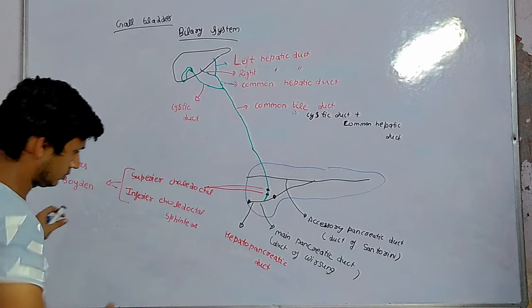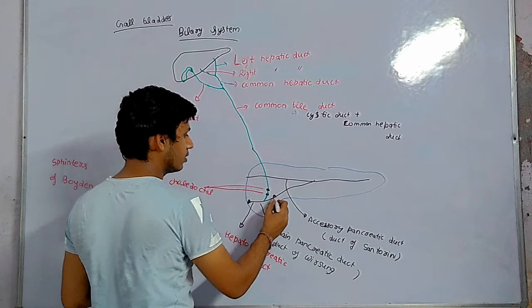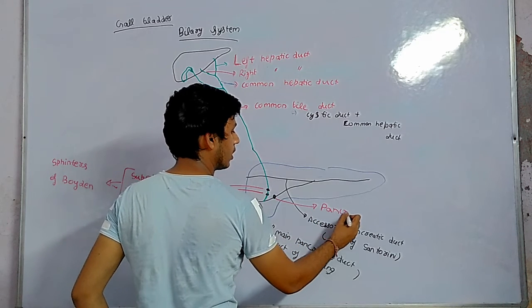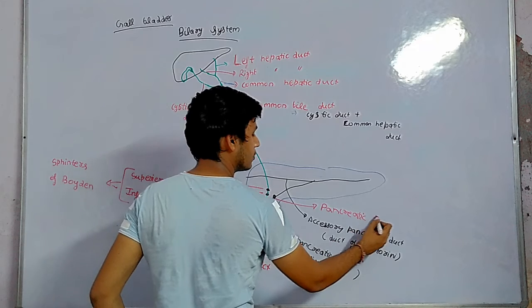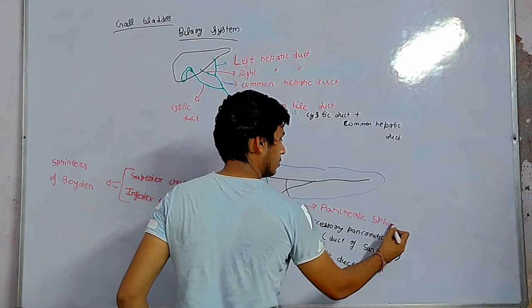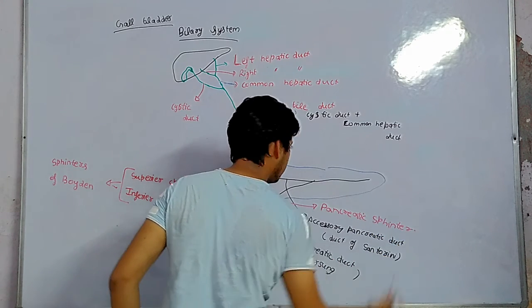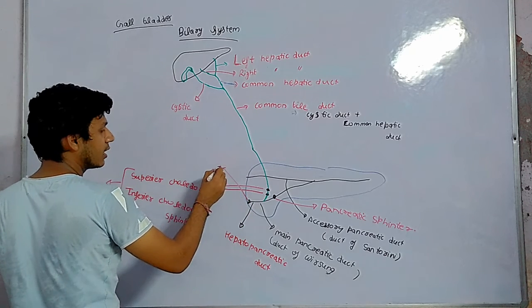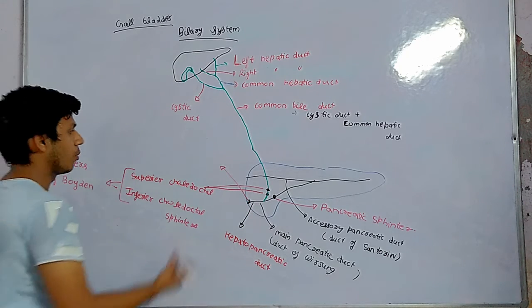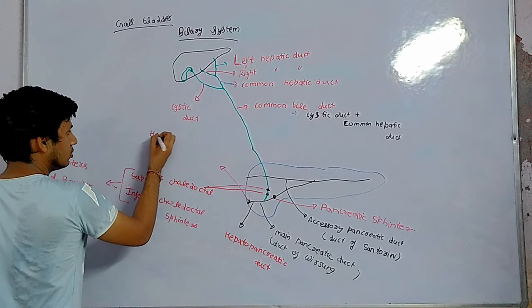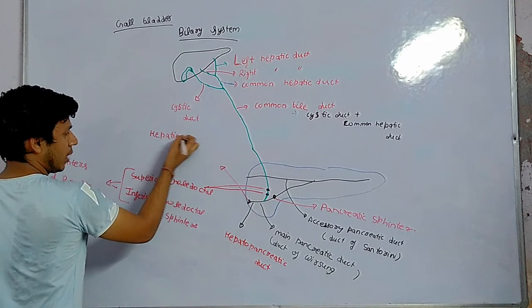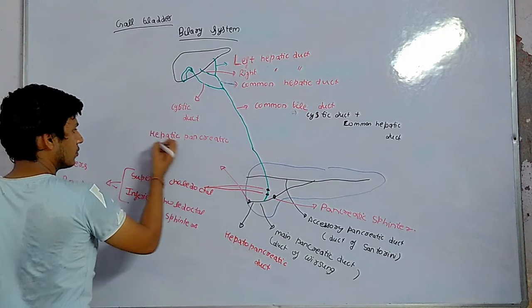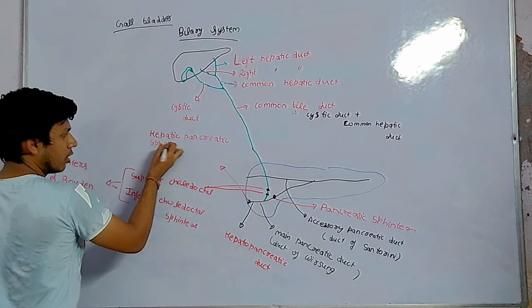Then this is the pancreatic sphincter. Done. And this is called the hepatopancreatic sphincter or sphincter of Oddi. This is the most common. You have read it. Hepatopancreatic sphincter or sphincter of Oddi.